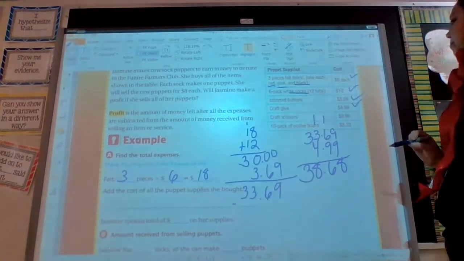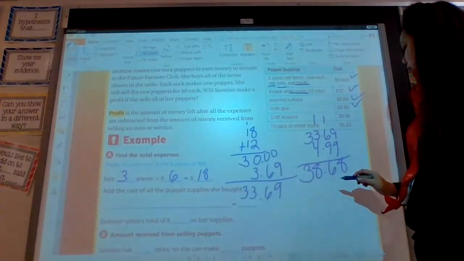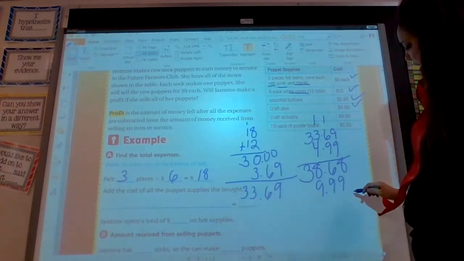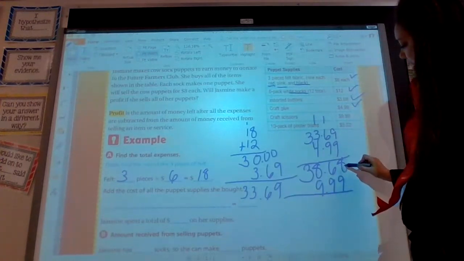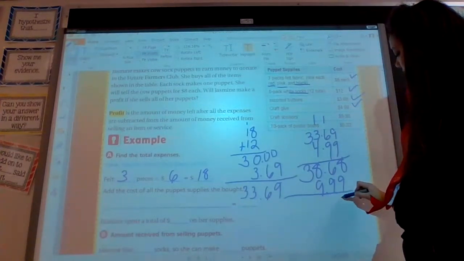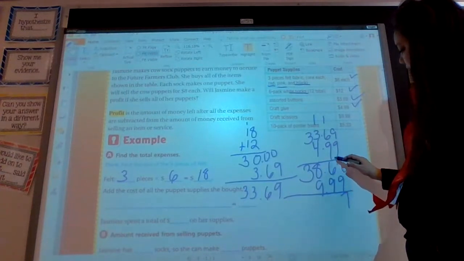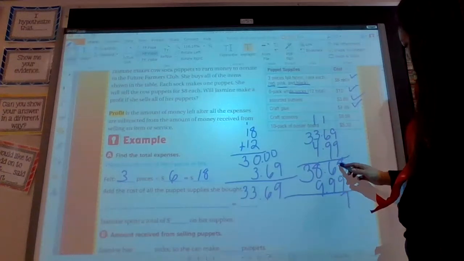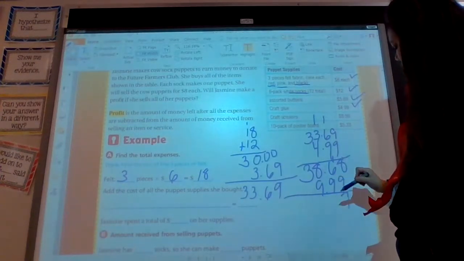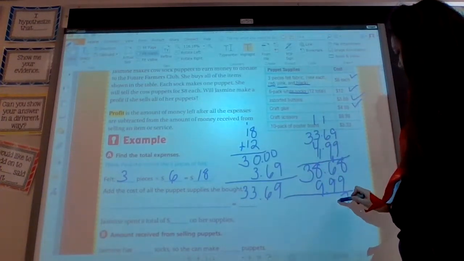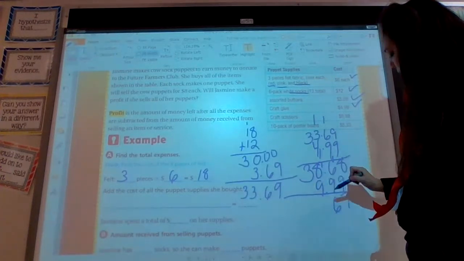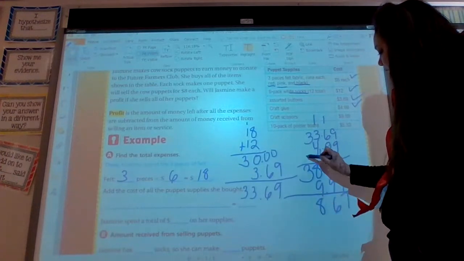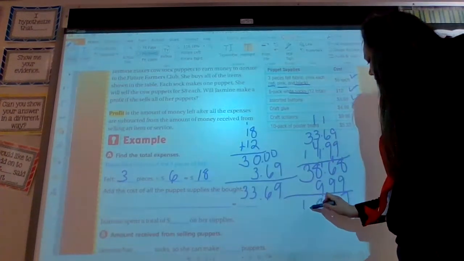Now that we bought the glue, we now need to buy craft scissors, which is $9.99. 8 plus 9 is 17. 7 plus 9 is 16, because we had to carry that 1. Oops, I didn't show it there. Got to carry that 1. 9 plus 9, that makes this 8 plus 1 is 9. 9 plus 9 is 18. 3 plus 1 is 4.